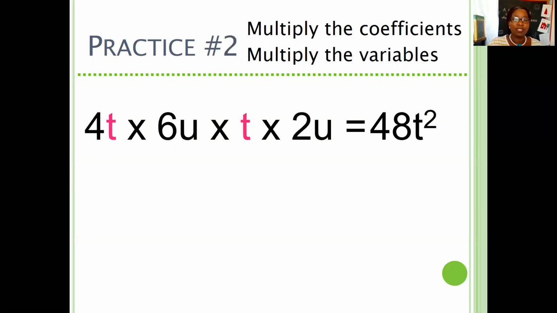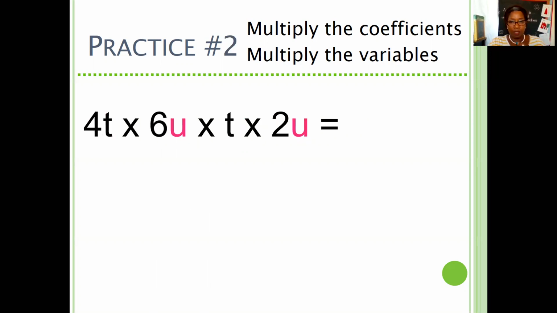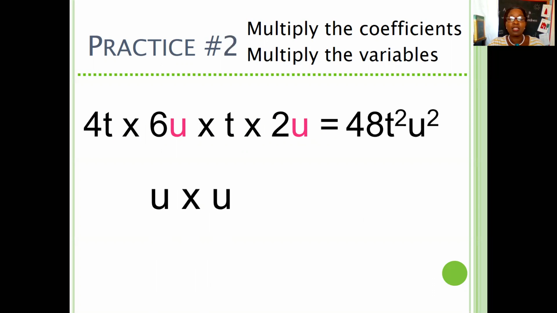Good. Now, next step. We got 2 variables in there. So we have our t's first. Ooh, look at those t's by themselves. T times t, t squared. And then one more set of variables, u and u. U times u, u squared. This gives us our final answer, 48 t squared u squared. All righty.